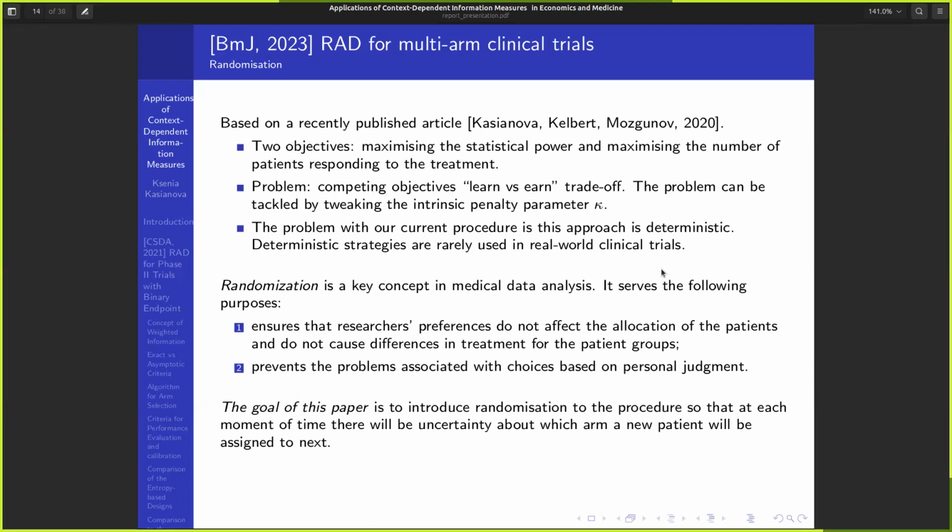Next, continuing to work with this problem, we wanted to introduce randomization because in medical data analysis and clinical trials, it allows us to ensure that researcher preferences don't affect the allocation of patients, and also prevents any personal judgment from changing the course of the experiment. In this case, we also generalize the case of binary endpoints to the case of multiple endpoints.